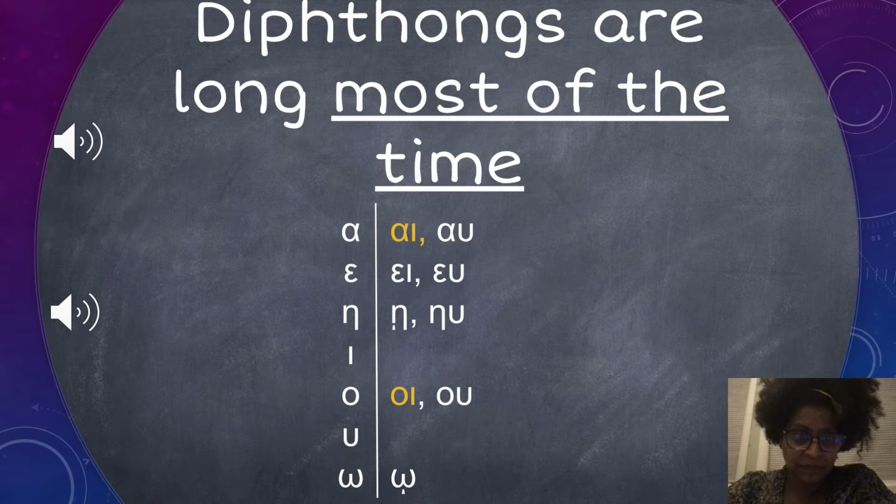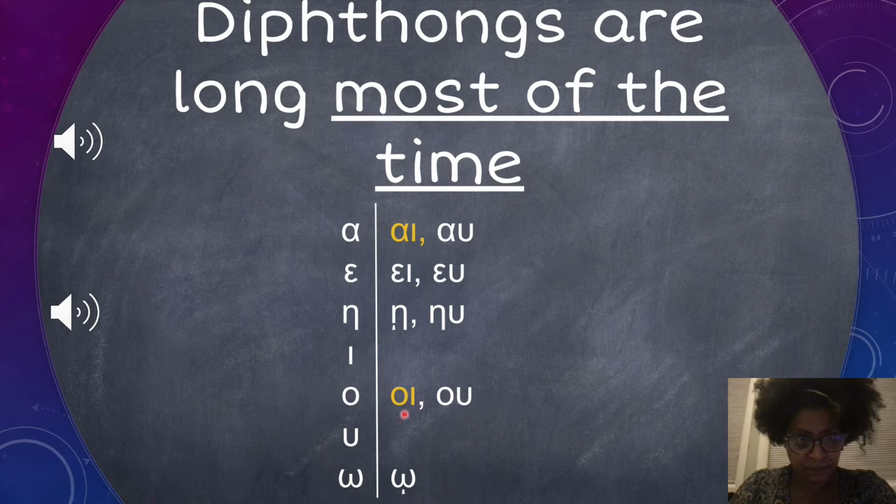A vowel often forms a diphthong when followed by either iota or upsilon. So alpha plus iota gives you ai, alpha plus upsilon gives you au, epsilon plus iota gives you ei, epsilon plus upsilon gives you eu. Eta plus iota gives you ē with the iota subscript. Eta plus upsilon gives you ēu.